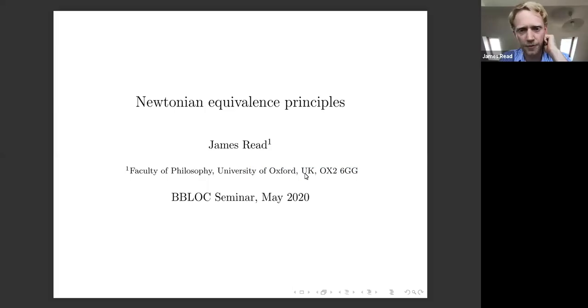For now, let's just focus on equivalence principles. What is an equivalence principle, and what role is it meant to play in the foundations of space-time theories? Well, good question, and people have been asking these questions and debating about them for a very long time.